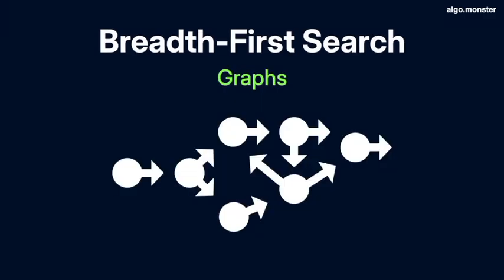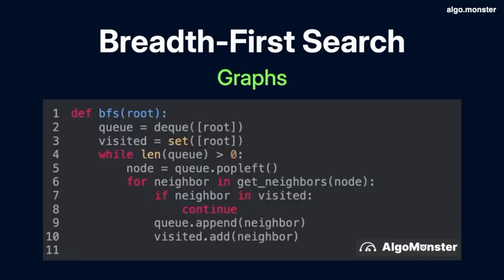Graphs are more general than trees. They can have cycles, loops, and multiple connections between nodes, which means you can revisit the same node more than once if you're not careful. To prevent this, BFS on a graph must track visited nodes. Otherwise, you'll either do redundant work or worse, get stuck in an infinite loop. Here's the template for graph BFS.